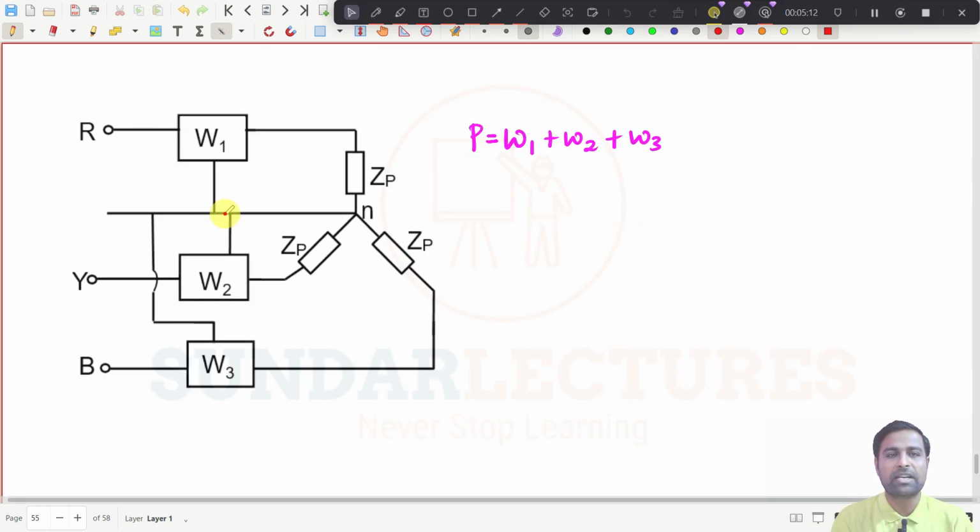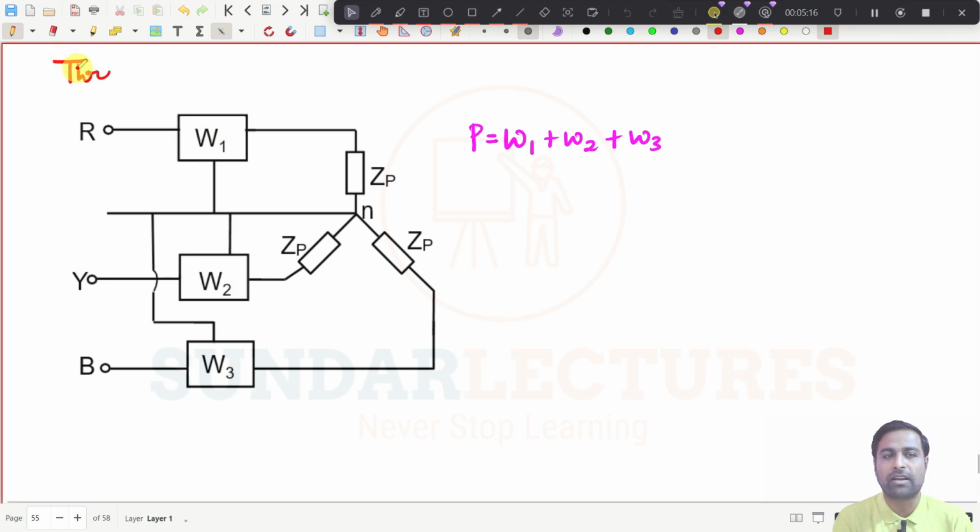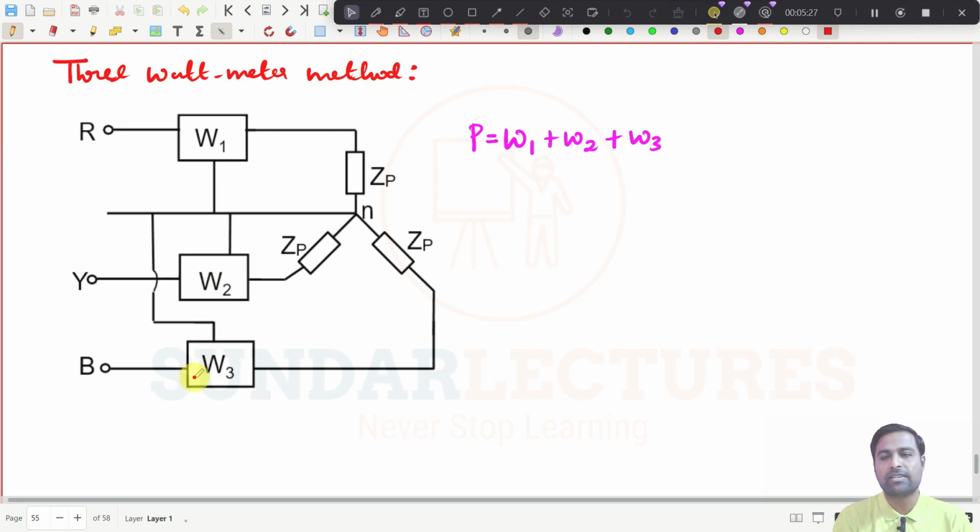That is also possible. But this is actually the 3 wattmeter method. You have to put 3 wattmeters separately in each phase and you need to find what is the value.